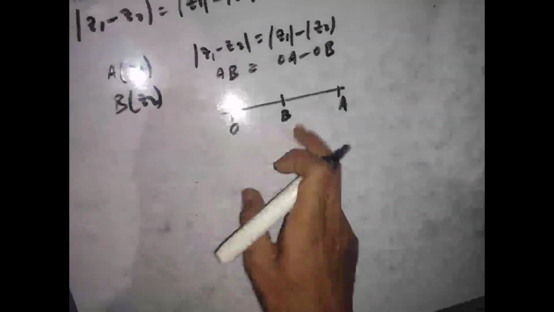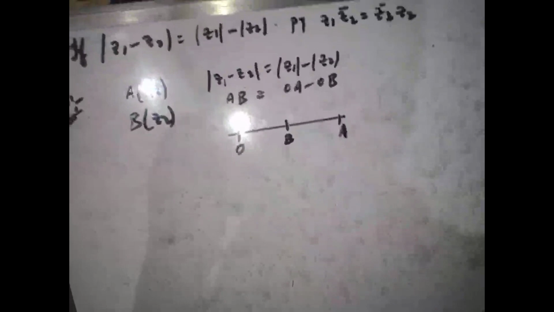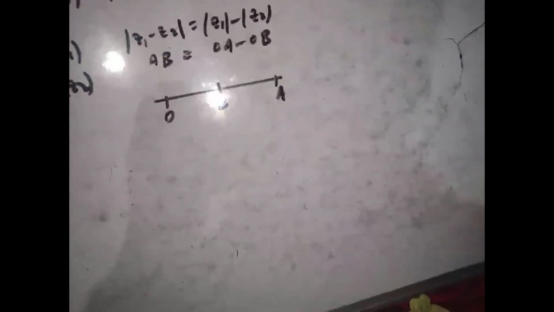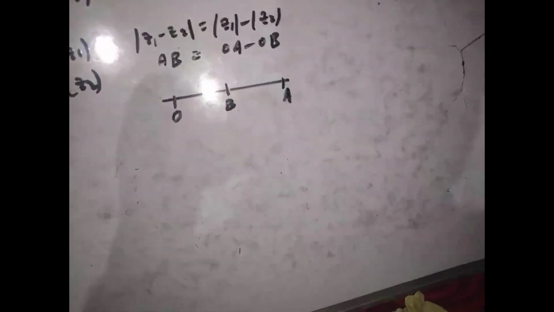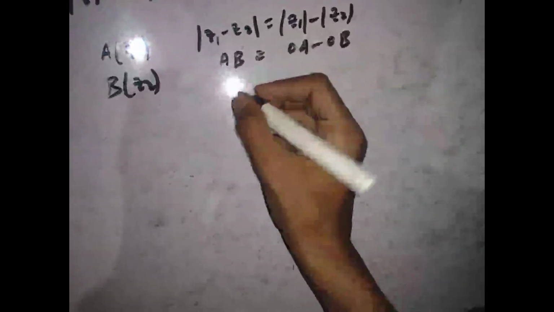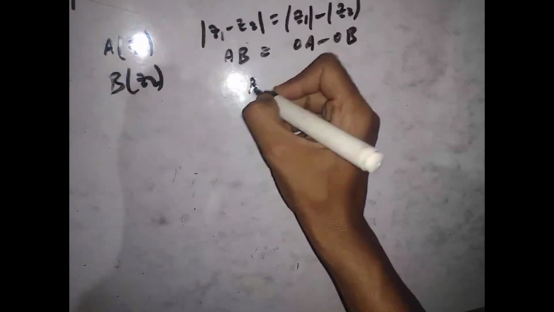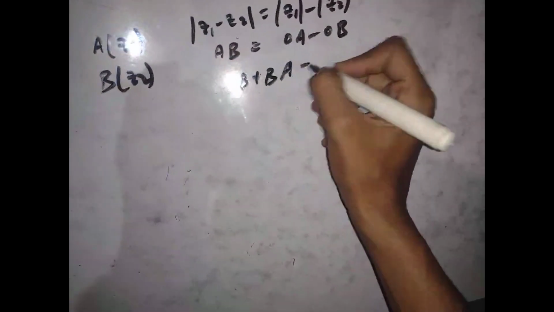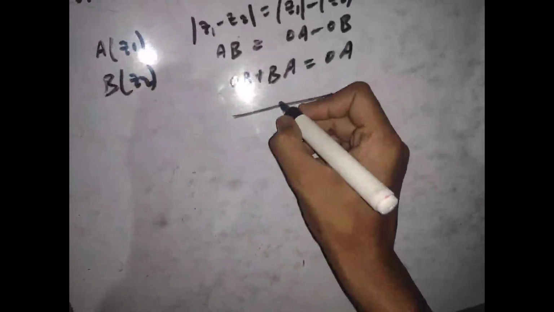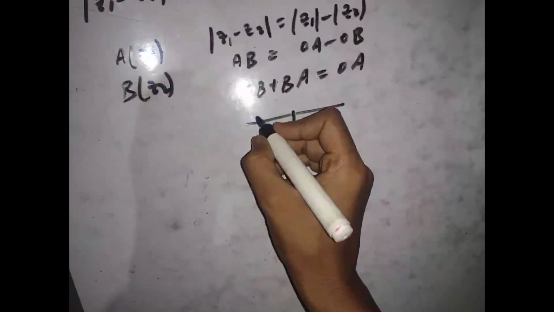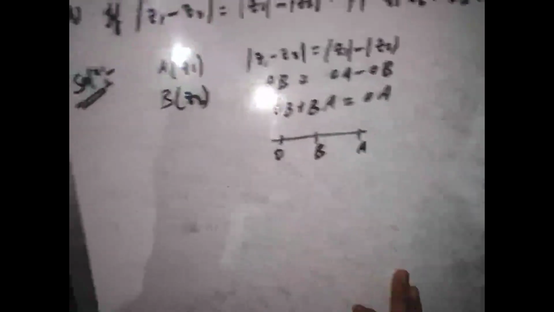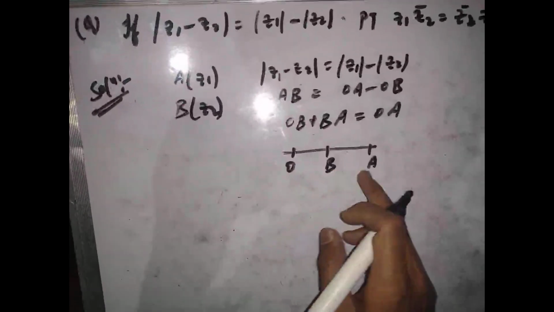Only then OA minus OB equals AB. Okay. And we can make it more simple, we can actually write it like this: OB plus BA equals OA. Okay. Now here we can see that B is in the middle, O is somewhere here, and A is somewhere here. Okay, because we can see this. So OB plus BA equals OA.